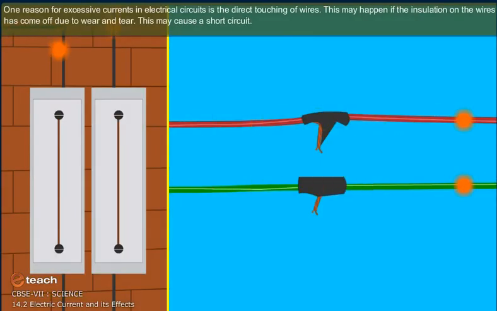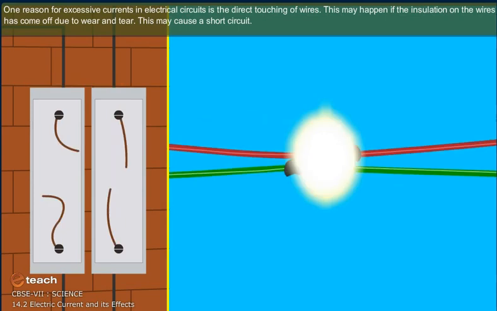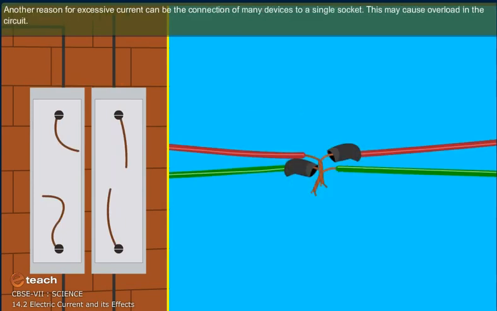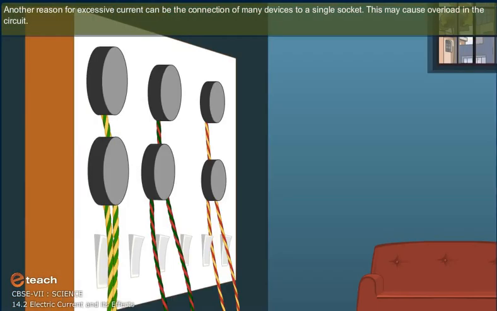One reason for excessive currents in electrical circuits is the direct touching of wires. This may happen if the insulation on the wires has come off due to wear and tear. This may cause a short circuit. Another reason for excessive current can be the connection of many devices to a single socket. This may cause overload in the circuit.